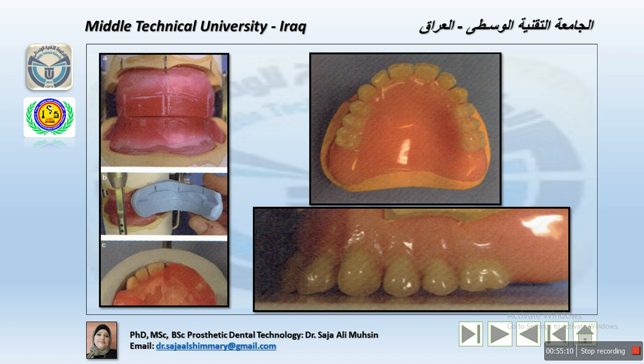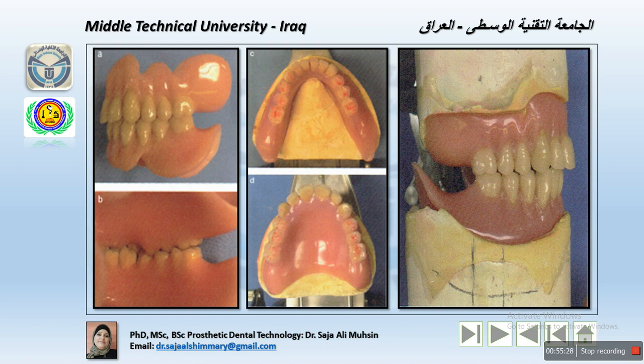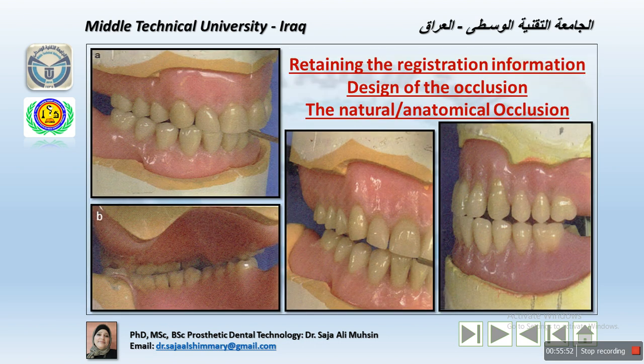To design the occlusion, there are two forms of posterior teeth relationship for complete dentures: the natural anatomical balanced occlusion and the lingualized occlusion, which we are going to discuss now. Although these are similar, the lingualized occlusion has a much smaller number of contacts between the upper and lower teeth. This allows more control of the pressure directed through the dentures onto the underlying supporting tissue. Okay?